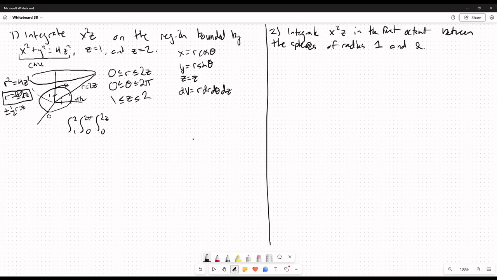Since I'm turning this into cylindrical coordinates, I also have to convert the integrand. Let's take a step back and look at everything we start with and what we're going to turn it into. I start with a general triple integral over some region W of x squared z dV. Now I need to change all of those things. z is going from 1 to 2, theta from 0 to 2 pi, and r between 0 and 2z. x squared is going to turn into r squared cosine squared theta.